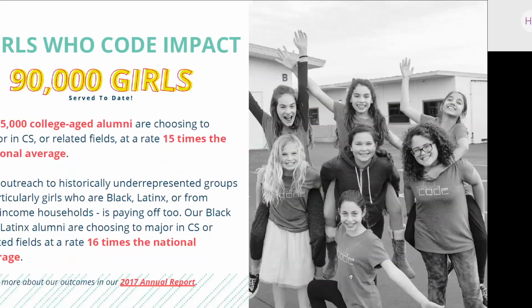Great. Impact-wise, at the end of this year, we will have reached over 90,000 girls across the country, all 50 states and some U.S. territories. To put that number in perspective, every year, only about 10,000 women graduate with computer science degrees here in the United States. We are so excited to see, as these girls age up, where they end up and how they continue on in computer science. We do have right now about 5,000 college-age alumni, and they're majoring in computer science and related fields, 15 times the national average for women here in the United States.